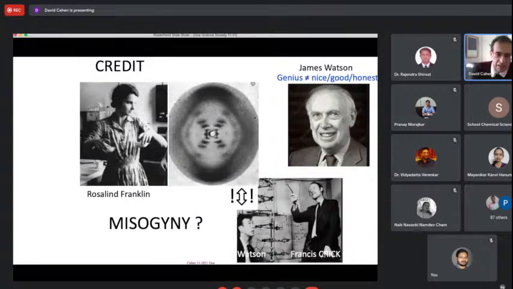Rosalind Franklin worked in London with Maurice Wilkins. She produced this first brilliant X-ray diffraction picture of DNA. It shows, for anyone who delves into the math of diffraction, indisputably that it's a helix. Actually, two helices.